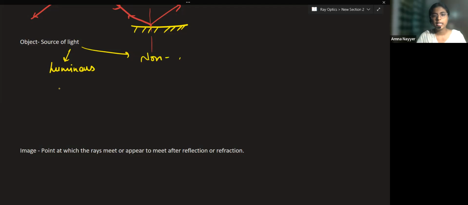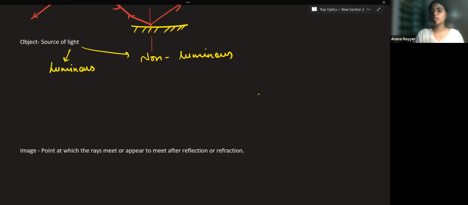It can be luminous and it can be non-luminous. Now see, when do we say an object is said to be luminous and when is it said to be non-luminous? See, if the rays of light are coming from this tube light, all the rays of light are coming from this, then it means this tube light is emitting light of its own.